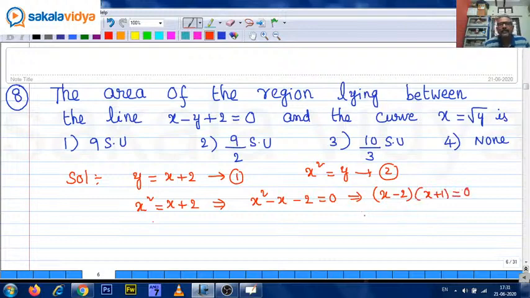So the point of intersection of 1 and 2. See, 1 and 2 is actually how much you will be getting? x is equal to minus 1 and 2. In between minus 1 to 2, we need to find out the integration now.